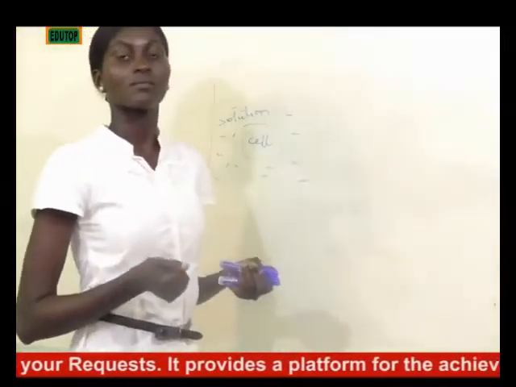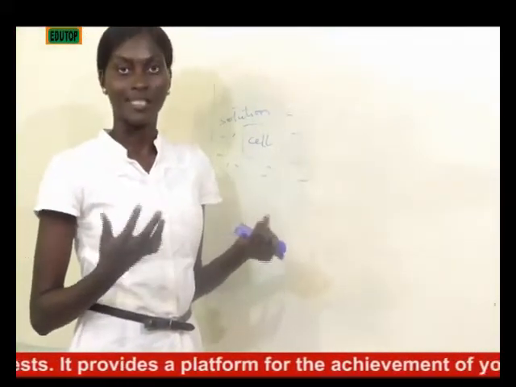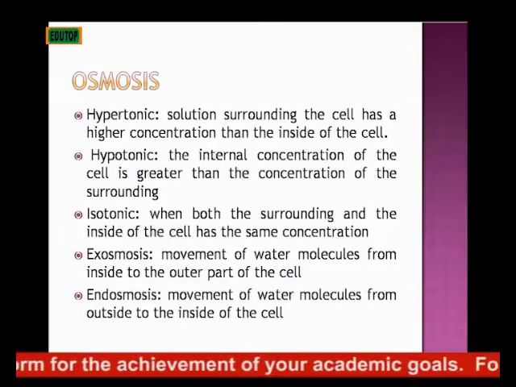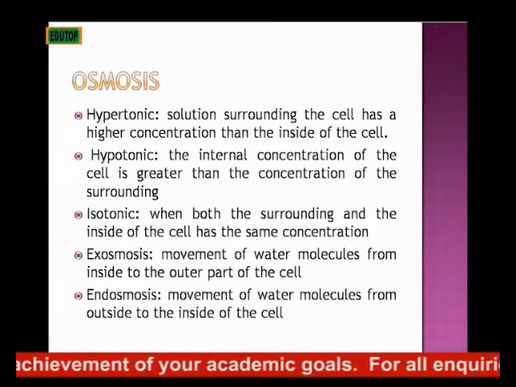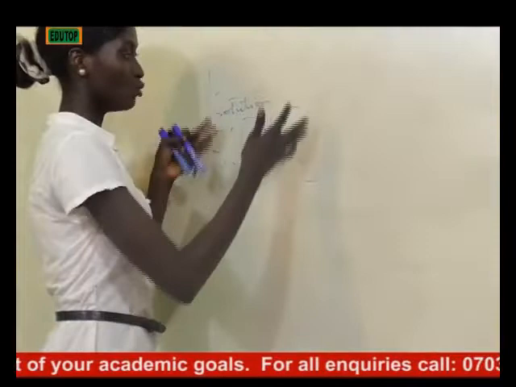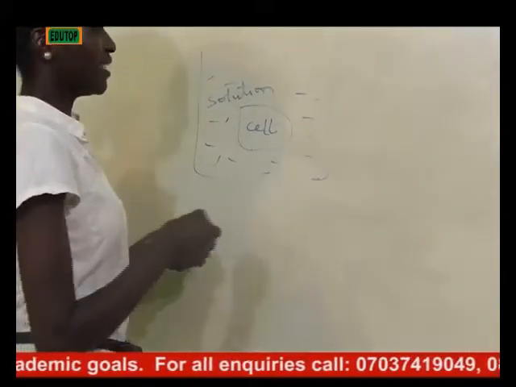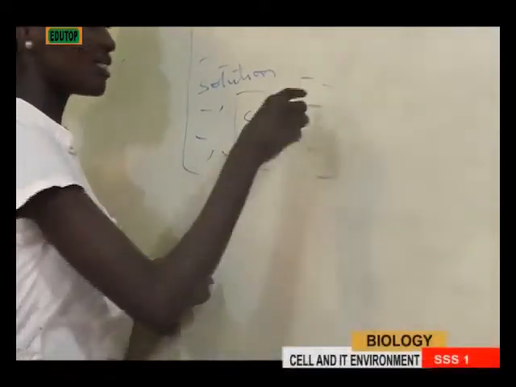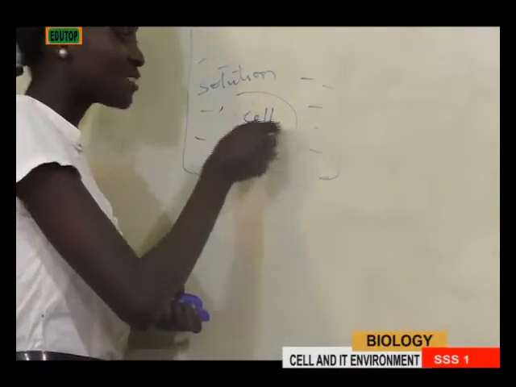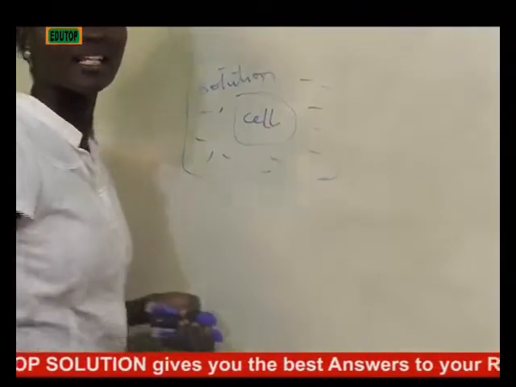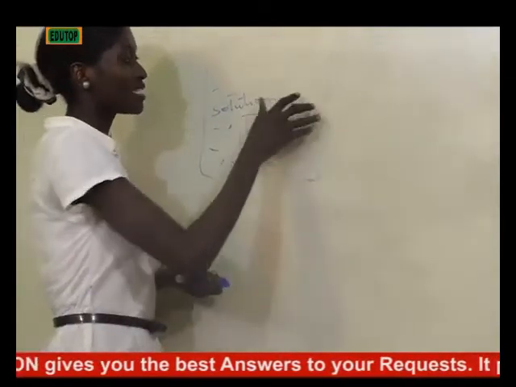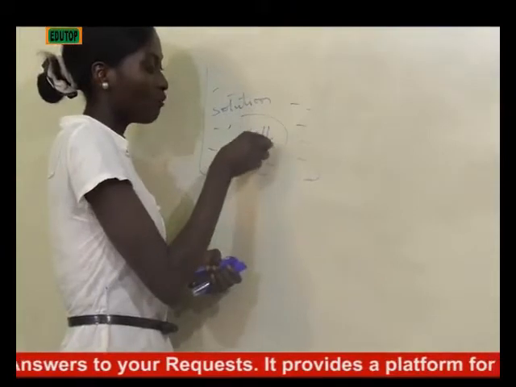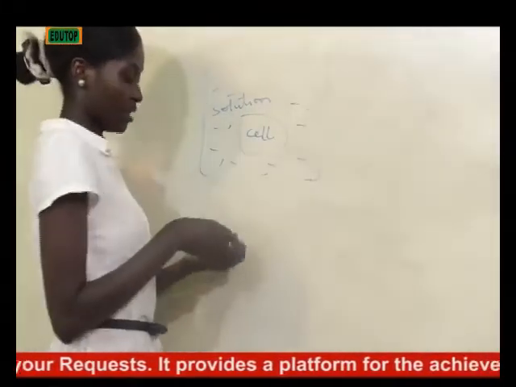In osmosis, we have some terms relating to the cell. The first is hypertonic. When we say hypertonic, what does it mean? Look at this. For instance, this is a cell in a solution. When the external concentration, that is the solution in which the cell is placed, is more concentrated than the contents of this cell, then you say the solution is hypertonic. That is, when the concentration of the solution that surrounds the cell is higher than the concentration of the content of the cell. So we have this being higher.